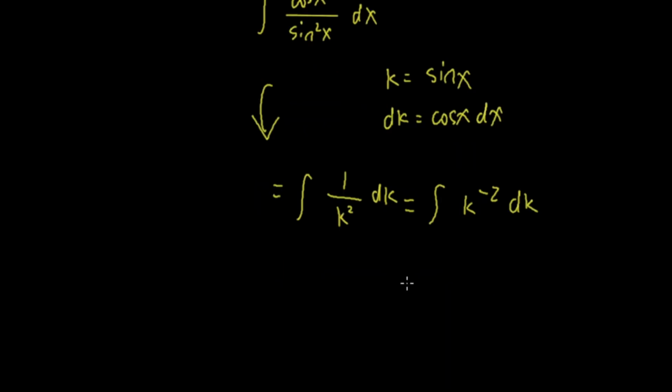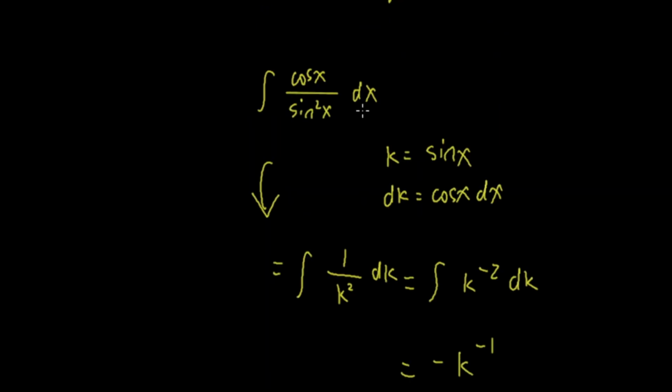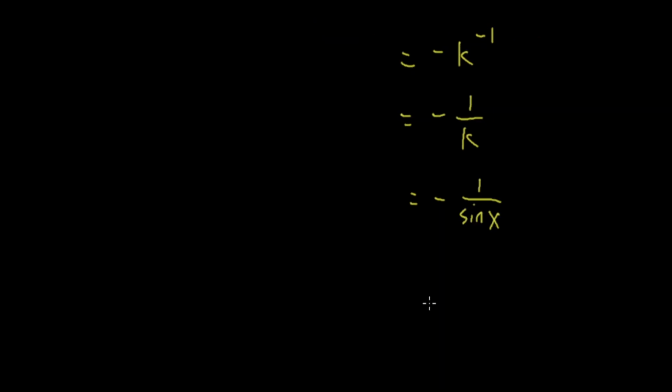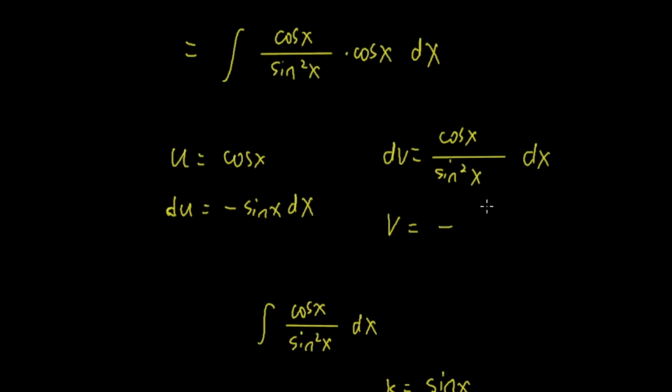Add 1 to the power and divide by the new power, we have negative k to the power of negative 1, right? That's the same as negative 1 over k. And k is sine x. So this is negative 1 over sine x, okay, leave it like this. So that is negative 1 over sine x.